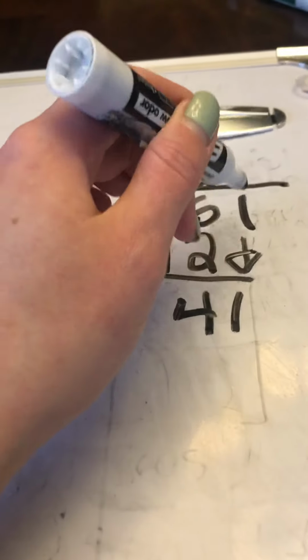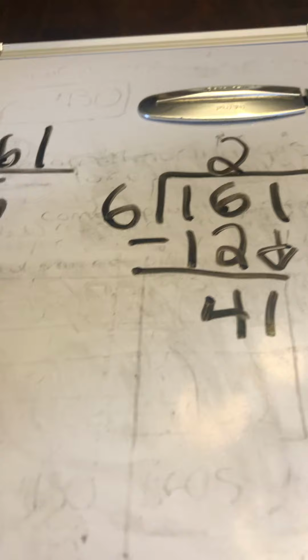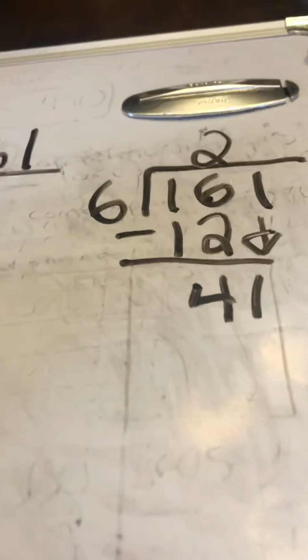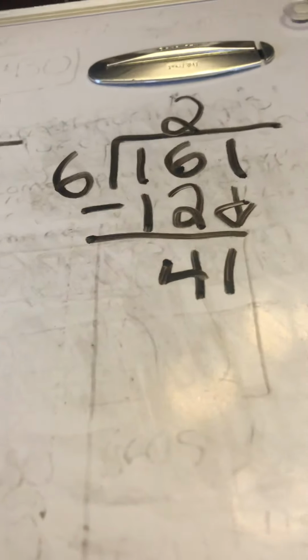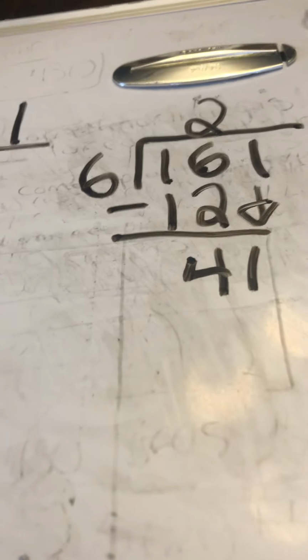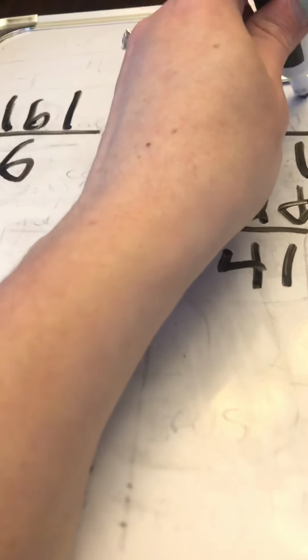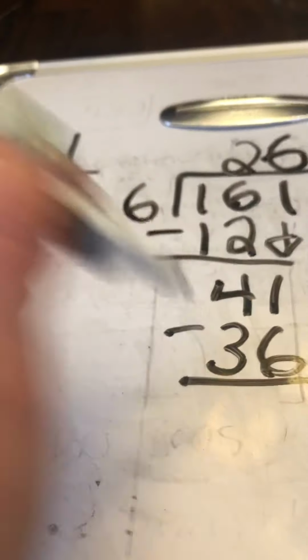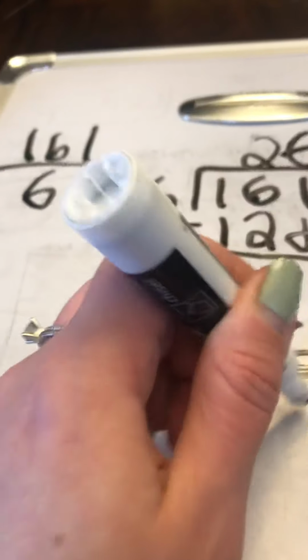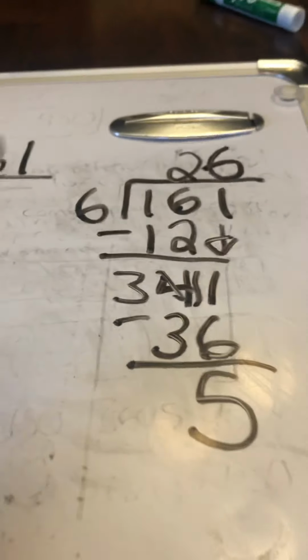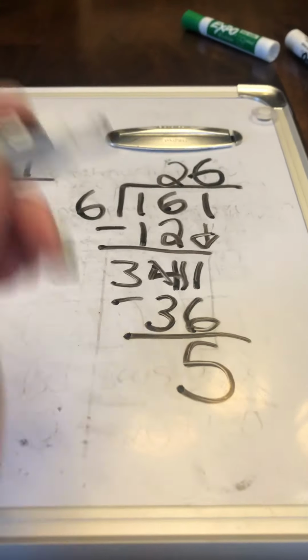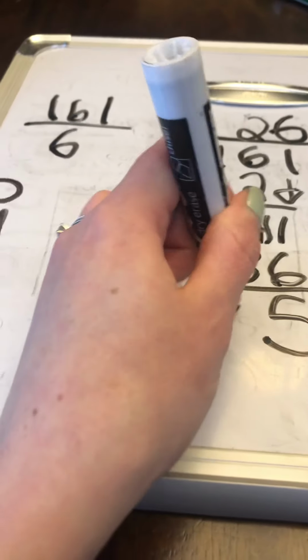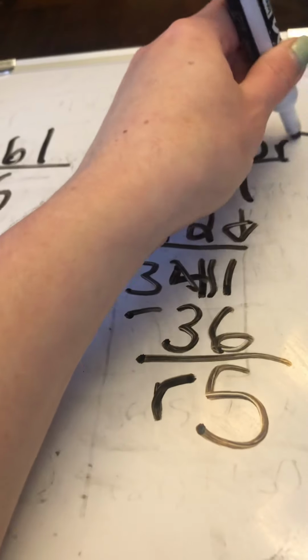So you bring down the 1. And I always like you drawing arrows when you're bringing down. So now you ask yourself, how many groups of 6 fit inside of 41? So you start skip counting. 6, 12, 18, 24, 30, 36. So it'd be 6 groups. So you write 6 up top, and you do 6 times 6 is 36. So you're going to take away 36 from 41. Okay? And when you do that, you're going to get 5. Now, 6 doesn't go into 5, and there's nothing to bring down. So this is our remainder. So we write R5.